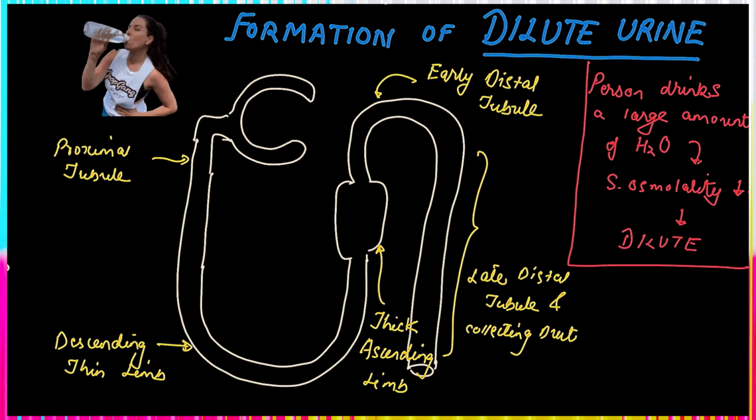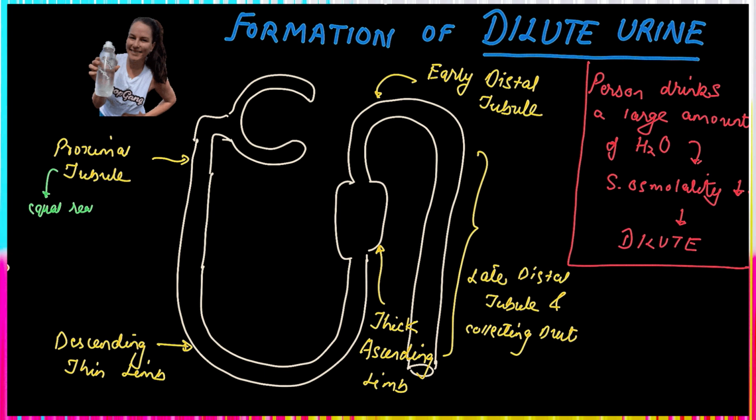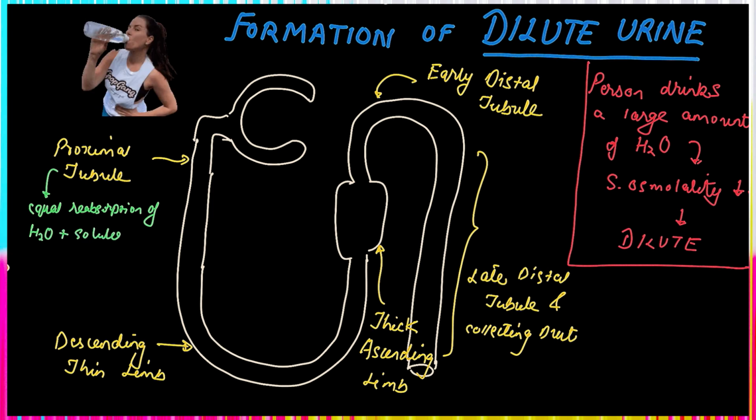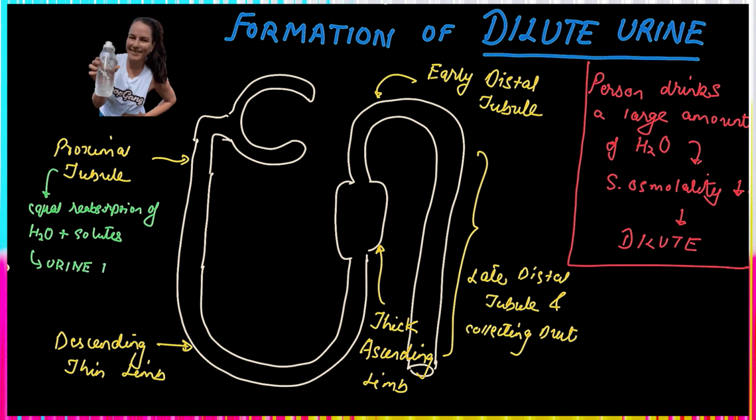When a person drinks a large amount of water, dilute urine with an osmolarity of less than 300 milliosmoles per liter is formed. Normally, the urine osmolarity varies from 50 to 1200 milliosmoles per liter. Under all circumstances, the proximal tubule reabsorbs equal amounts of solutes and water. So, urine at the end of the proximal tubule is isoosmotic.